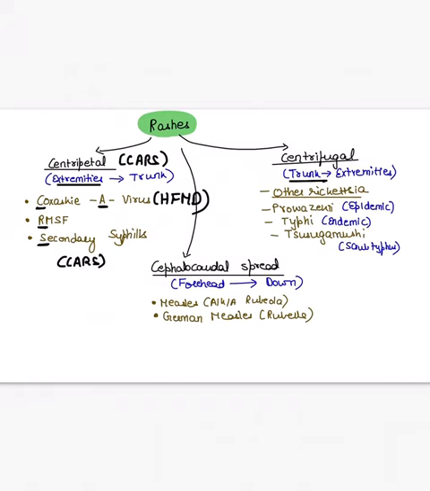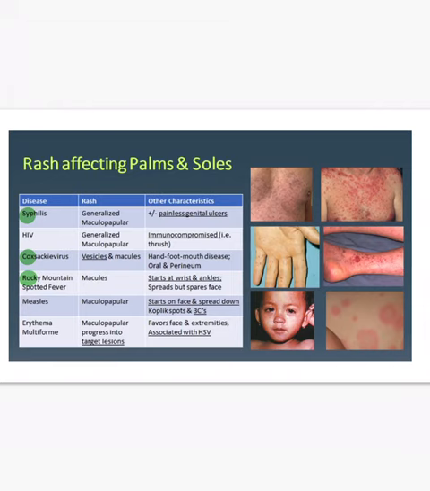Okay, guys. Now coming on to the centrifugal, we have other rickettsia, guys. Okay, if you talk about cephalocaudal, it means it starts either on the face or behind the ear and then proceeds down, guys, that is measles, which is also known as rubeola, and German measles, which is known as rubella. Okay, now coming on to the rash affecting palms and soles, guys, this is the same thing that we have talked about. With syphilis, guys, you can have a genital ulcer history. Coxsackie virus, there you have hand, foot, mouth disease. Rocky Mountain starts at the wrists and ankles, guys. It spreads but spares the face, guys.